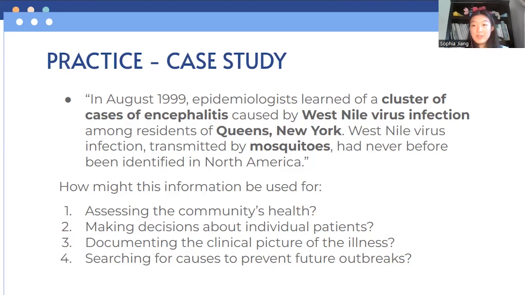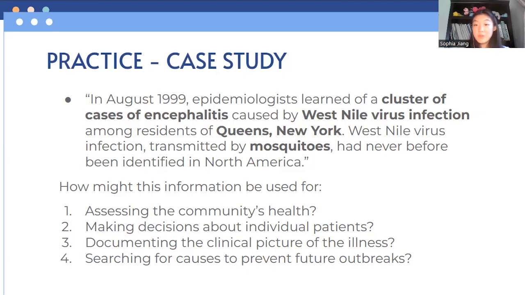So encephalitis is like the inflammation of the brain, and it can be a pretty serious disease. And the fact that it had never been identified in North America might be an issue because you're thinking, oh, could this lead to this deadly virus that's going to go around in this completely new place? So that's kind of what it's saying. So this could pose a health risk.